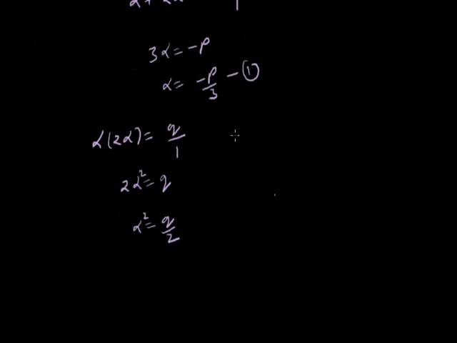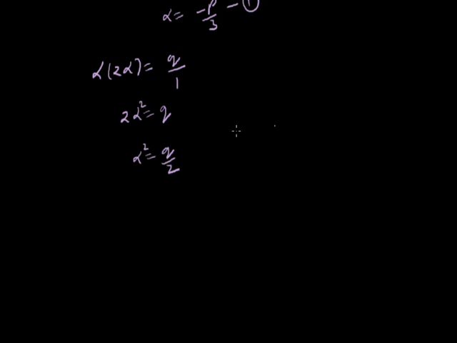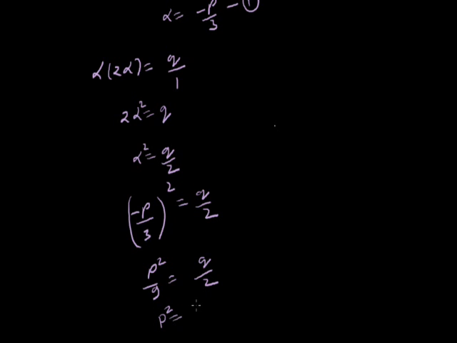I have to put the value of alpha, that is minus p by 3, in this equation. So in place of alpha, I put minus p by 3, whose square is equal to q by 2. Squaring minus p by 3 gives p square by 9, which is equal to q by 2. Cross multiplying, p square is equal to 9q by 2. I can write this as 9 by 2 times q.